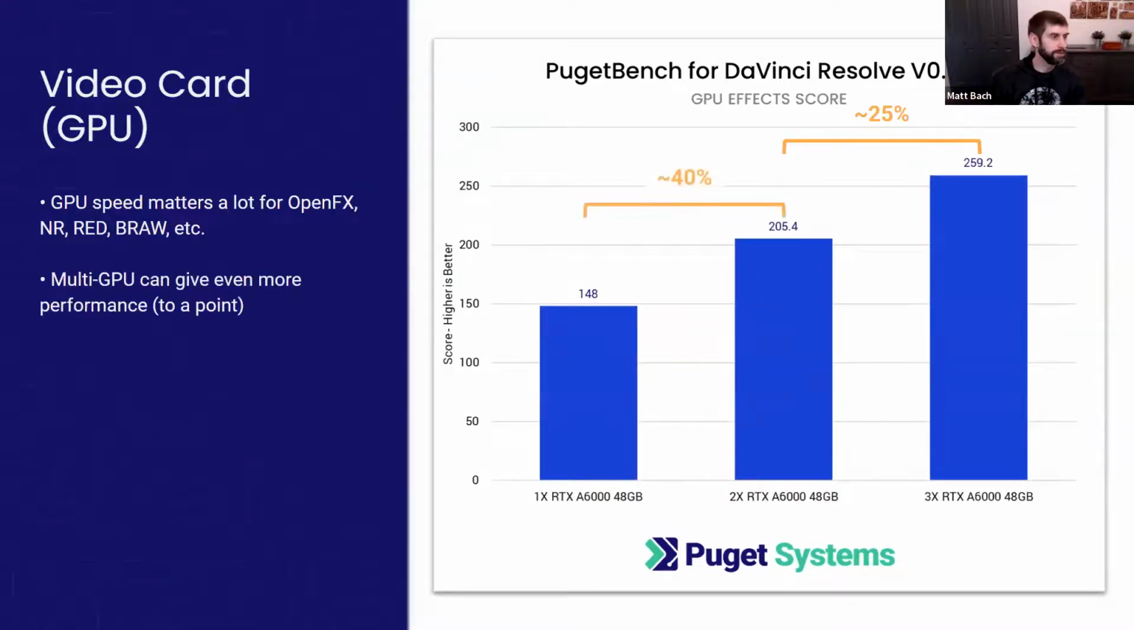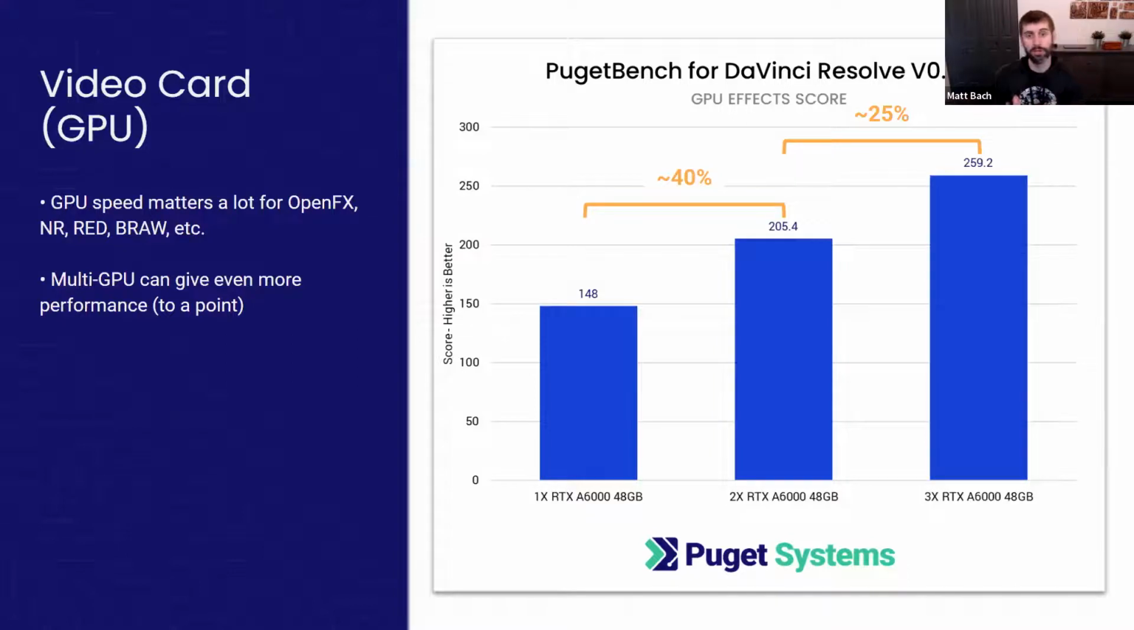Multi-GPUs. I think I messed up this one too, so I'll just show both. Multi-GPU can give you more performance. Again, Studio only. And it's mostly going to come into play for, again, OpenFX, noise reduction. Red, not as much. BRAW, not as much. But there's diminishing returns here.